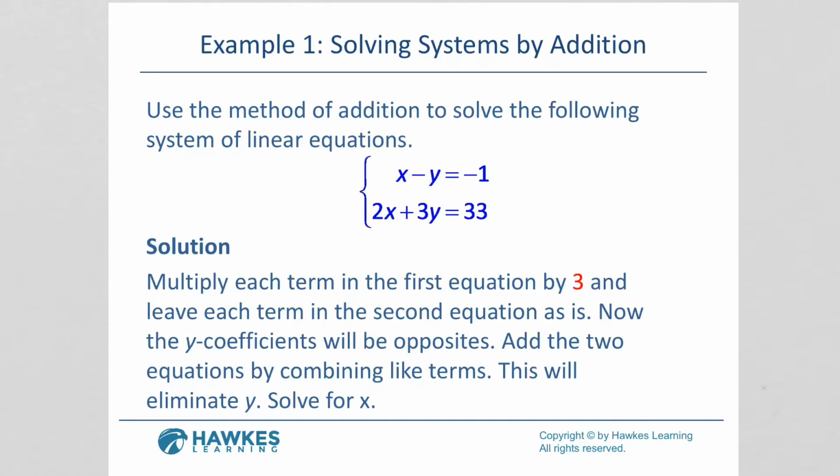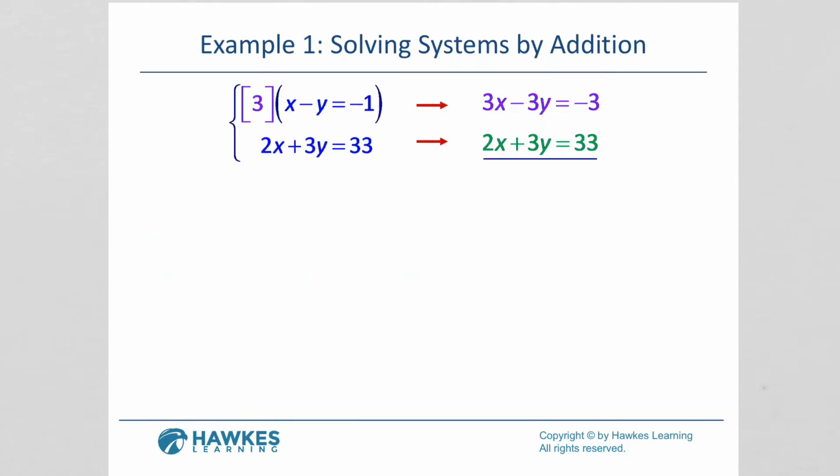Our solution will be to multiply each term in the first equation by 3 and leave each term in the second equation as is. Now the y coefficients will be opposites, and we can add the two equations by combining like terms. This will eliminate y, and we'll be able to solve for x. So here you can see we take that top equation, and we take the entire thing times 3, which gives me 3x minus 3y equals -3.